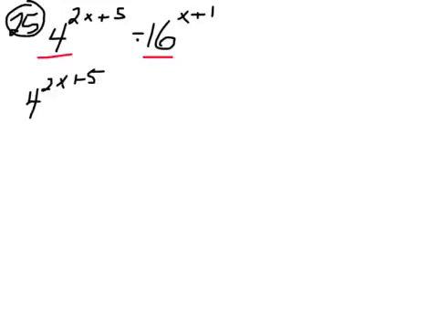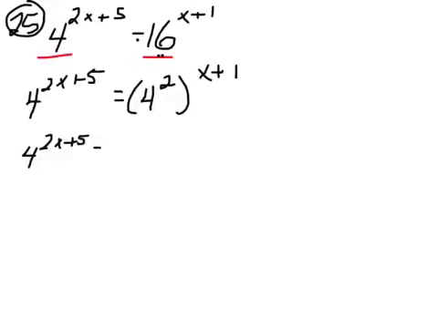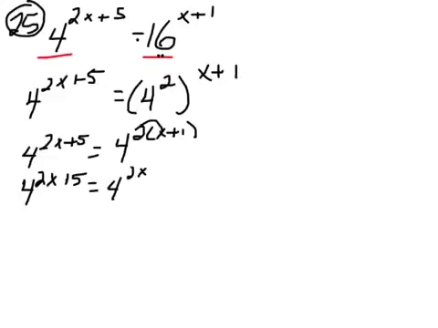And I could say, okay, on the right, I have an exponent of x plus 1, but I'm going to rewrite my 16 as 4 squared so that they're going to have the same base. That will work, okay? So I have 4 to the 2x plus 5 is equal to 4 to the 2 times x plus 1, because again we have a power to a power, so we're going to multiply those exponents. So we get 4 to the 2x plus 5 is equal to 4 to the, and then you distribute, 2x plus 2.